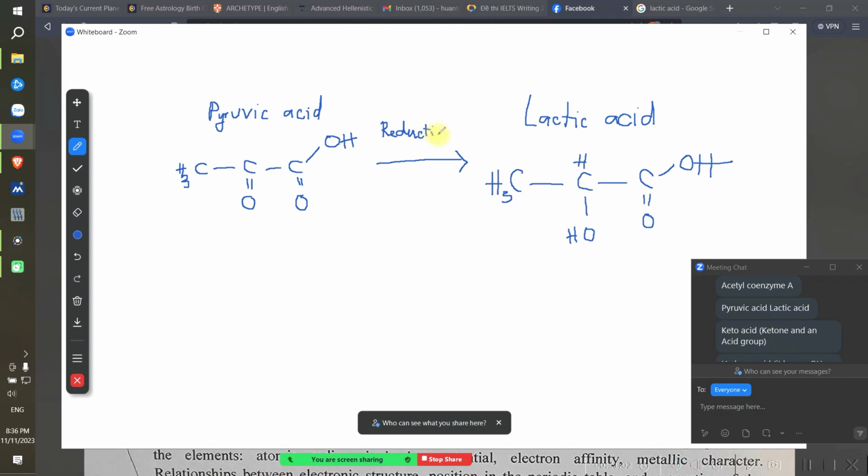It's a reduction, which is an environment that tries to remove the oxygen, isn't it? Or adding hydrogen, isn't it? Môi trường khử, môi trường loại bỏ oxy, hoặc là môi trường cho cộng H cộng vô.